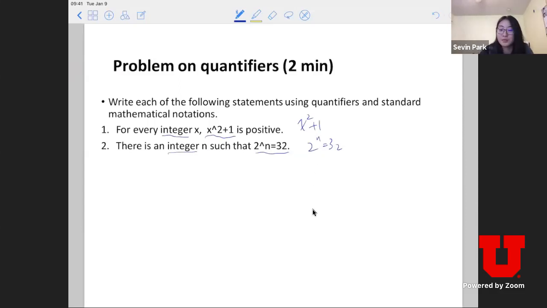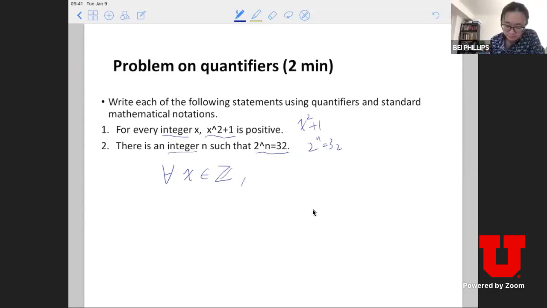Okay, for number 1, I wrote the upside down A and then x. That's for all. Yeah, and then the symbol for is in, and then the Z symbol for set of integers, and then comma, x squared plus 1 greater than 0. Perfect. So the first symbol is for all, right? For every. And then you have a particular statement, which is x squared plus 1 is positive. Great, thank you. Okay, do I have a volunteer for the second one?